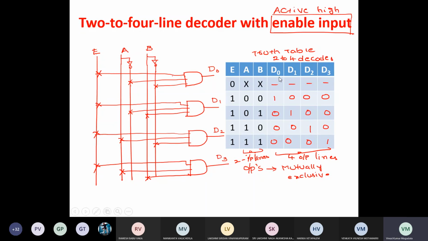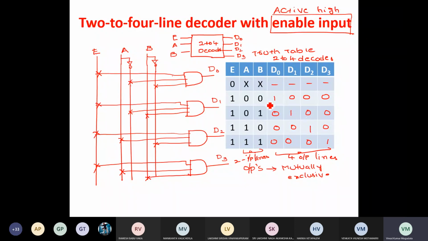2 to 4 line decoder. We can draw the black box. So inputs are the enable input and we have two inputs A and B. So this is the 2 to 4 decoder, and outputs are D0, D1, D2, and D3. So inside this black box, we will have this type of diagram.